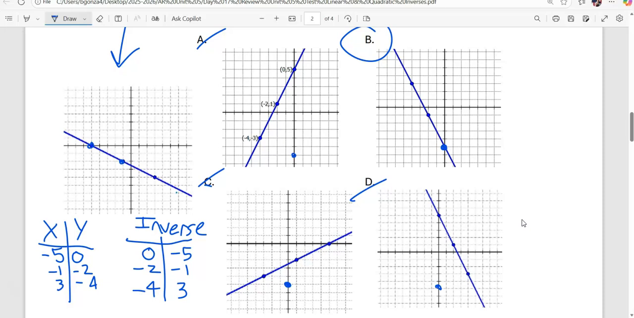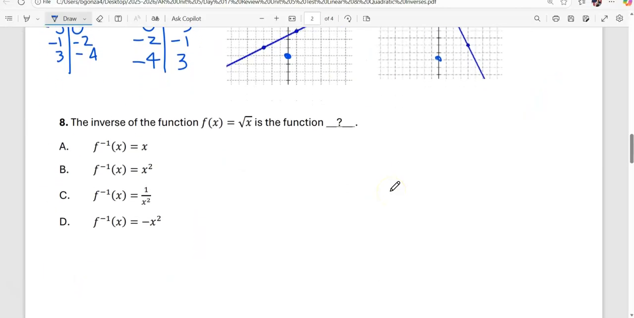But let's check these other points. Negative 2, negative 1, yes, sir. Negative 4, positive 3, yes, sir. Cha-ching! Okay, so you have to flip the order of the x and y values, and it's going to be symmetrical across the diagonal line, y equals x.